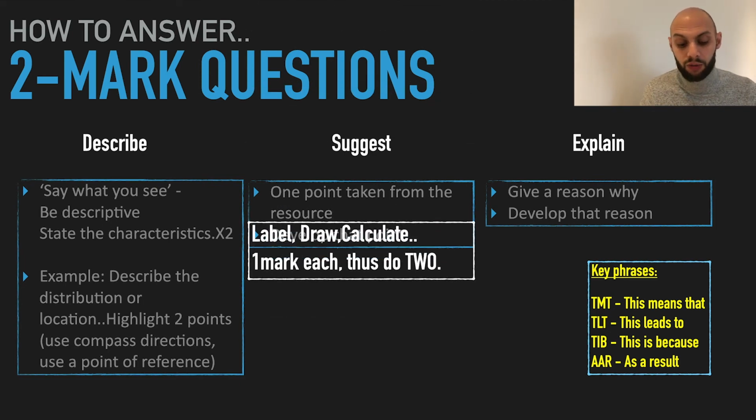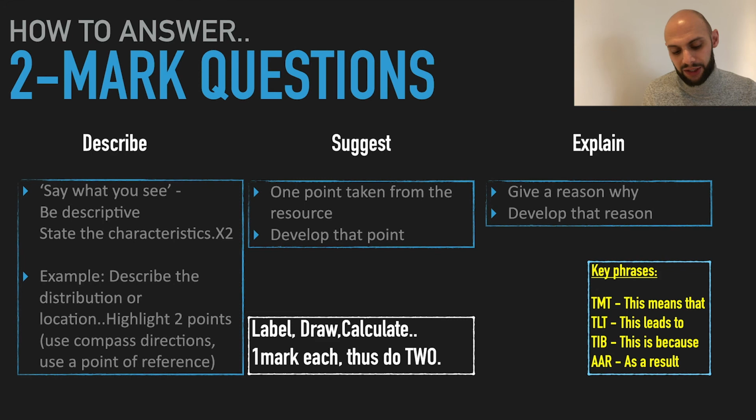So as I said at the beginning, you might also have a label, draw, or calculate 2-mark question. You get 1 mark for each point you make here, so make 2 points. So if it's label, do 2 labels. If it's calculate, do your workings out and give me your correct answer. Okay.